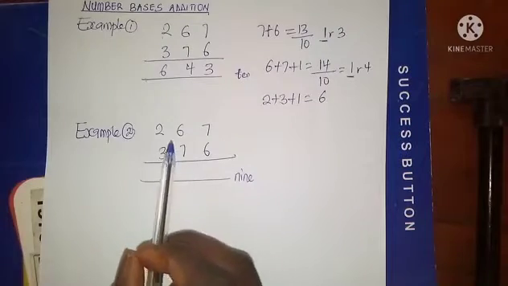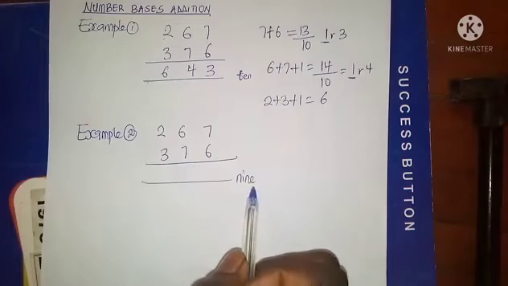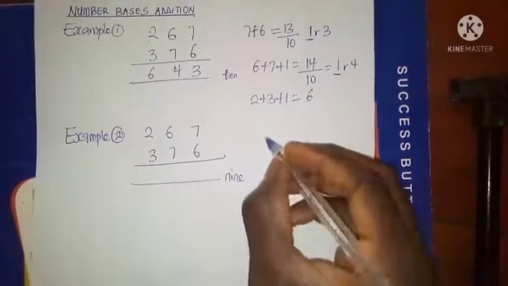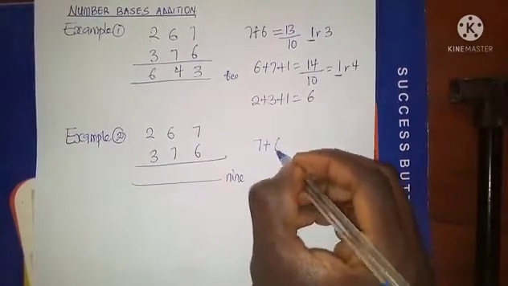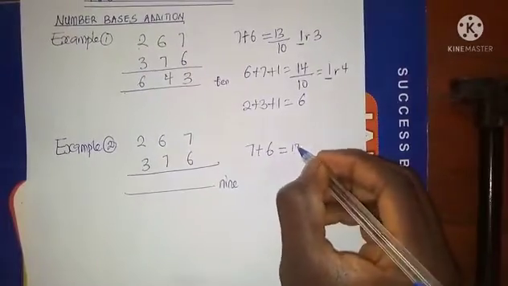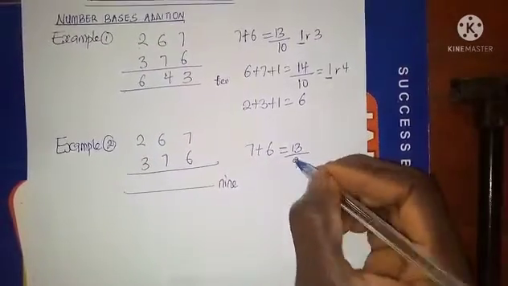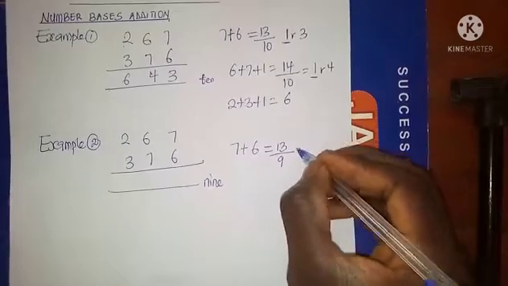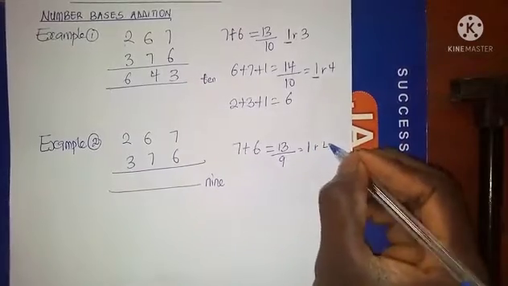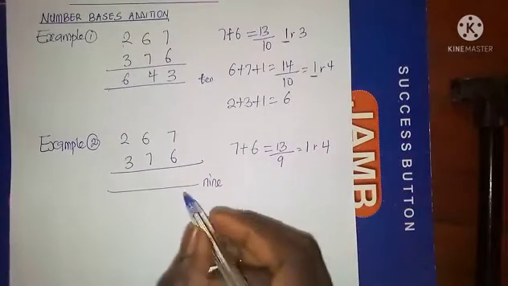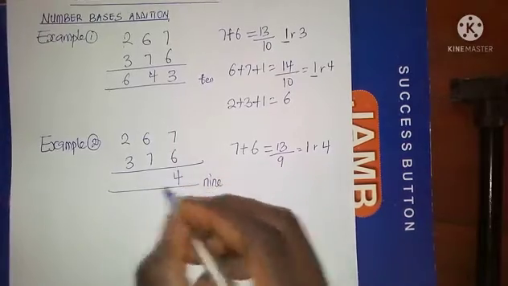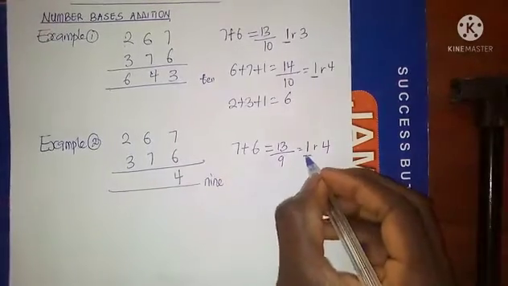We can still have this same question in base 9. I'm going to do it now. The same way, 7 plus 6 is equal to 13. So you see that 9 in 13 is equal to 1, remainder 4. And I said we are going to be writing the remainder. This is 4. So don't forget you have this.